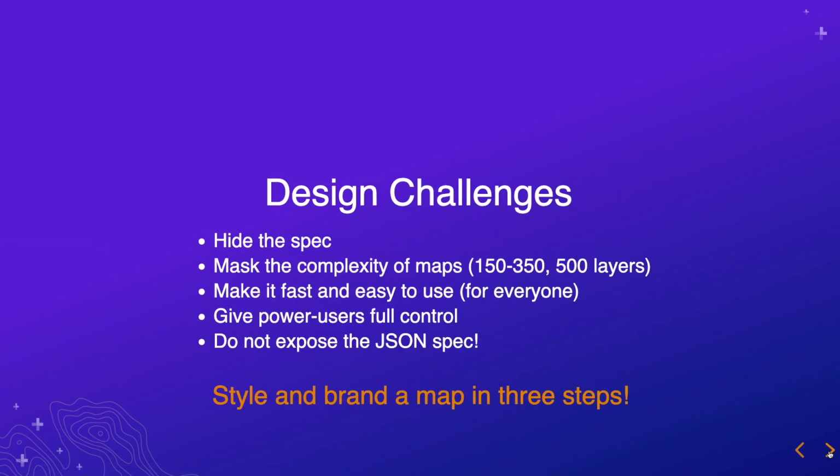So the design challenges that we were faced with right up front were, okay, how do we build an app to hide the spec? That was number one. We didn't want to expose any JSON. We wanted to mask the complexity of these layers, because the specification is awesome and open and everything, but unless you're a developer and you understand JSON, it is quite complex. So how do we mask that? How do we make it fast and easy for everyone? Regardless of the user's skill level, they should still be able to use this application, and then give full power to users who wanted to edit the advanced features of it.